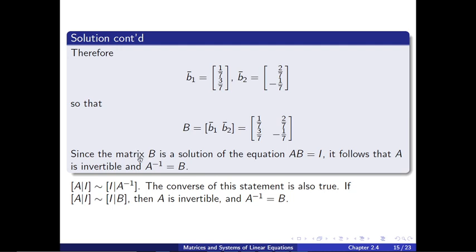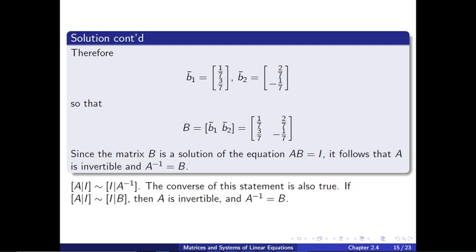Right. So what we have seen in this scenario is, if [A|I] is row equivalent to [I|A inverse], right? And the converse is actually also true, that if [A|I] is row equivalent to [I|B], then A is invertible and the inverse of A is actually equal to B, right?